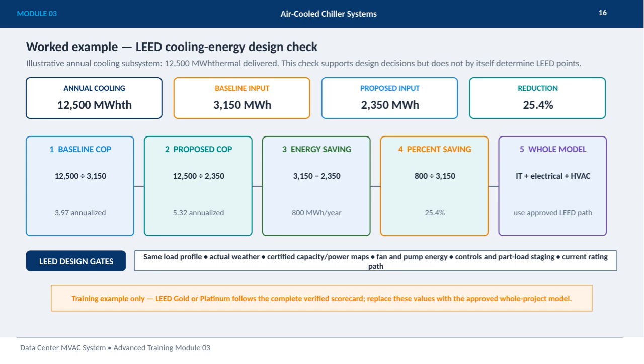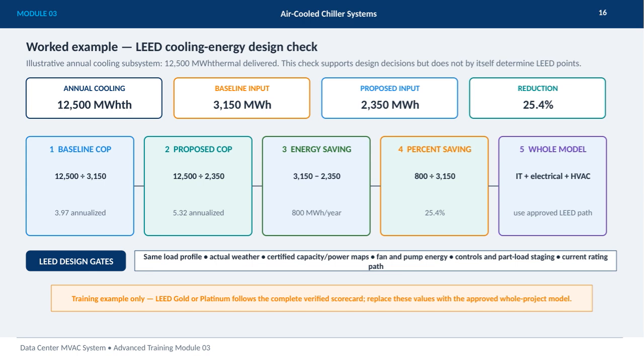The coefficient of performance, or COP, reflects this efficiency change. The baseline COP is 3.97, calculated by dividing the cooling output by the baseline energy input. Meanwhile, the proposed COP improves to 5.32, showing a more efficient system.